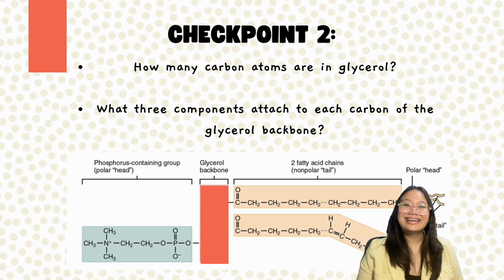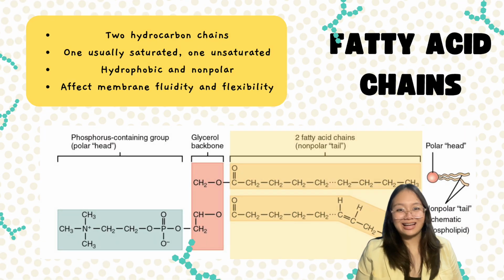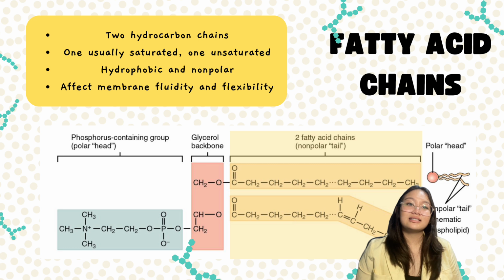So after that, next are the fatty acid tails. These are long hydrocarbon chains. As you can see in the image, notice how one tail is straight and the other is bent, right? That's because of the type of bond in the chain, as I've said earlier. One is saturated, which means it's a straight chain with no double bonds, and one is unsaturated, which is a bent chain and has a double bond.